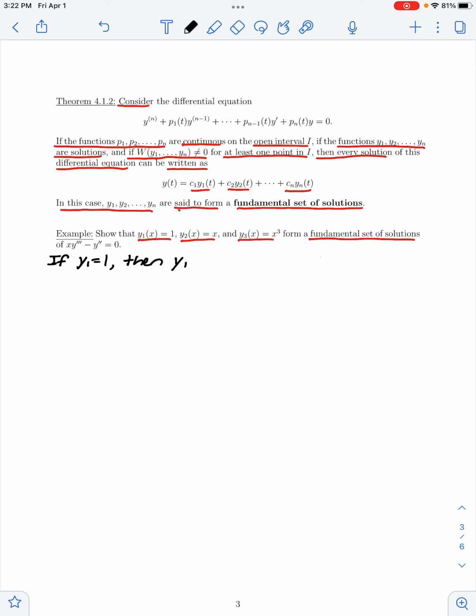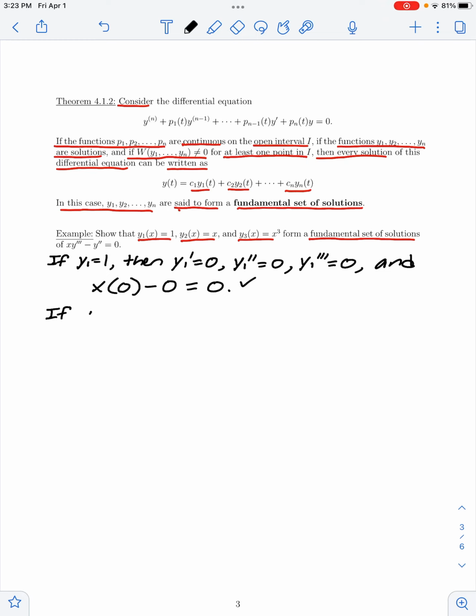then my first derivative, y1 prime, would be 0. y1 double prime would be 0. And y1 triple prime would be 0. And so if I substitute these expressions into my differential equation, I'm looking at x times y triple prime, which was 0, minus y double prime, which is 0, and that is indeed equal to 0. So y1 is a solution.